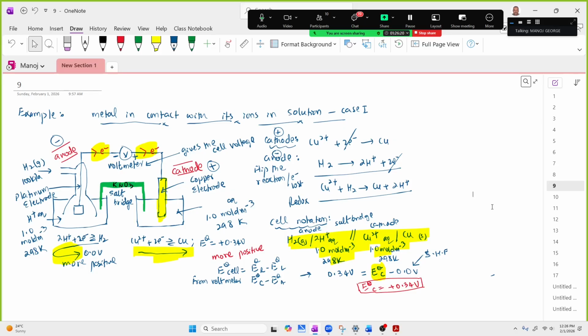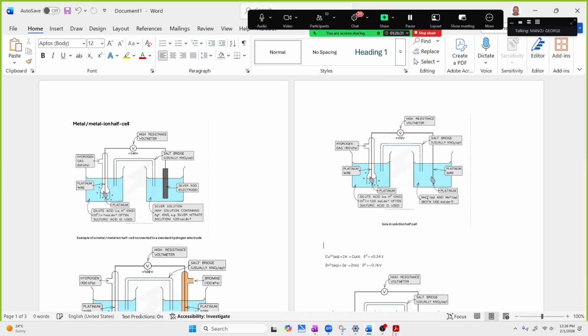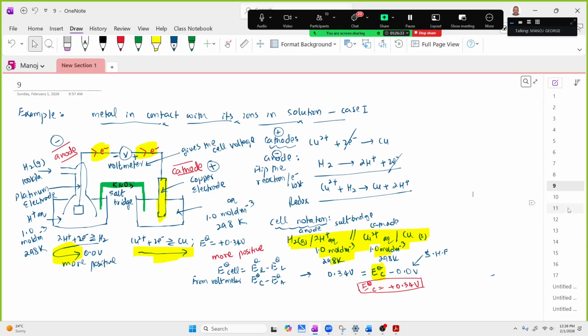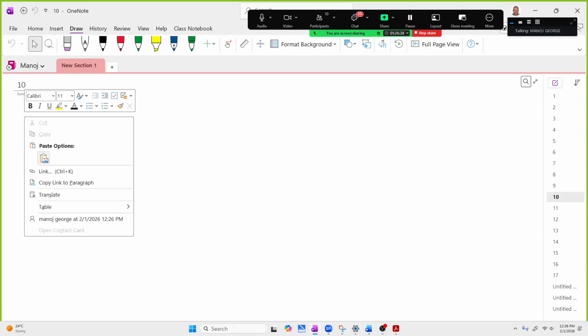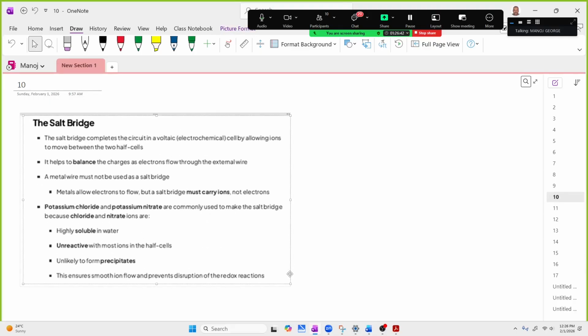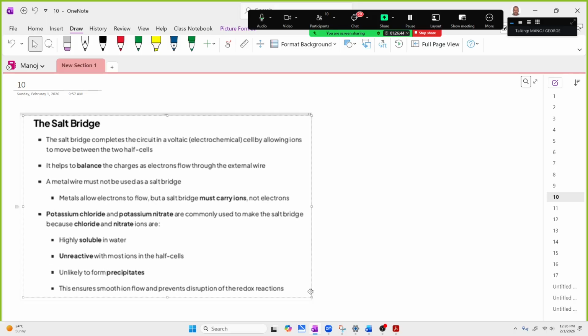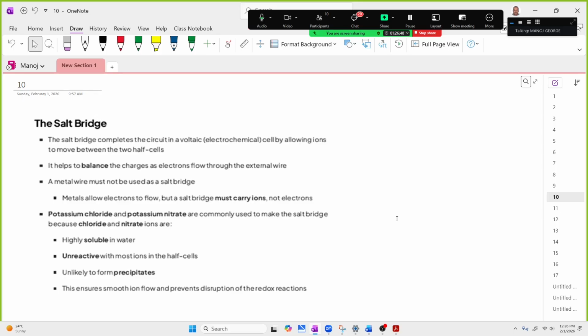I will quickly talk about the functions of the salt bridge. I'm going to give you a small note on what you should know about why we need the salt bridge. I strongly advise you to learn this, because it is an easy potential question: what is the importance of the salt bridge? To save time, I mentioned everything here. Could you quickly read through?